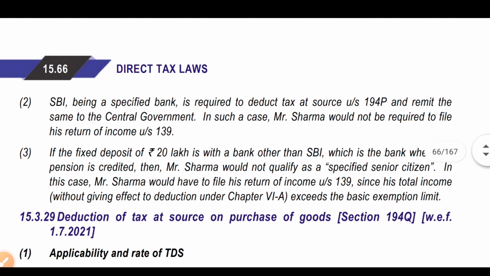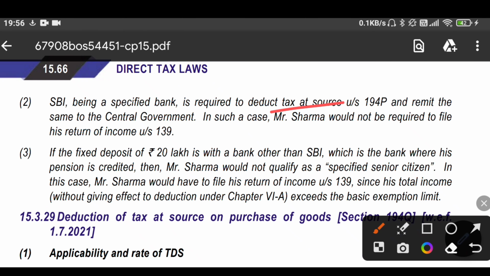So let's read: SBI, being a specified bank, is required to deduct TDS under 194P and remit the same to the central government. In such case, Mr. Sharma will not be required to file income tax return. But in case the fixed deposit of 20 lakh is with a bank other than SBI, then Mr. Sharma will not be the specified person. And one more thing, the age of the individual for claiming 194P should be 75 years or more, right? And Mr. Sharma is 77.